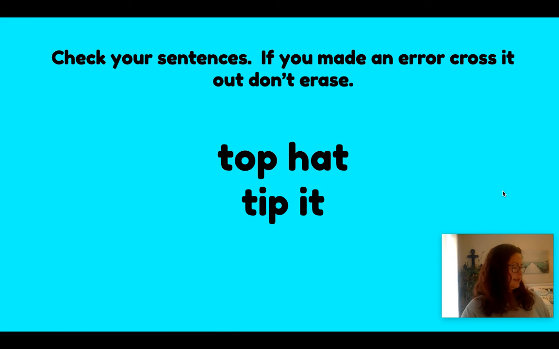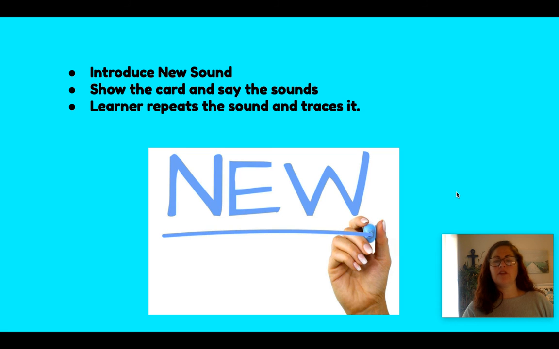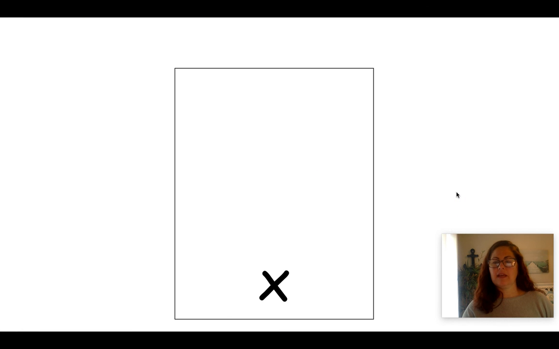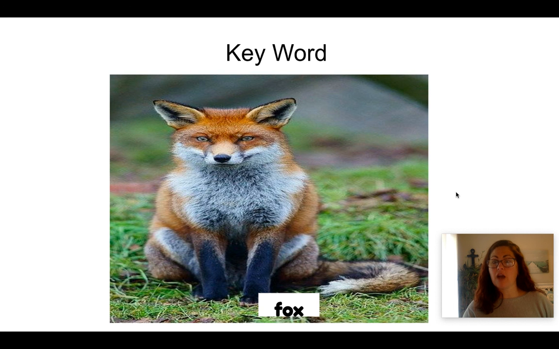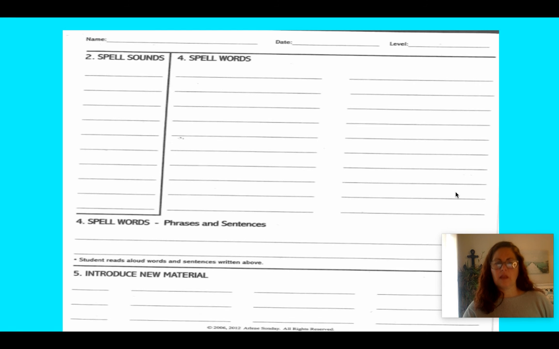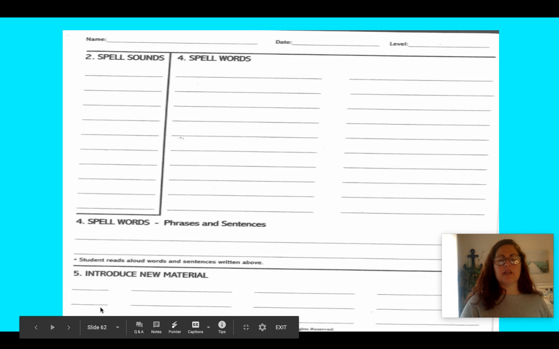Now we're going to check our sentences. If this is what you had, good. If you did not have this, cross it out, don't erase, and write it again. Top hat. Tip it. And here is our new sound. X, as in fox. I want you to have your learner write X says X, X says X, X says X 3 times. Also have them write it 3 times right here in the Introduce New Material section.